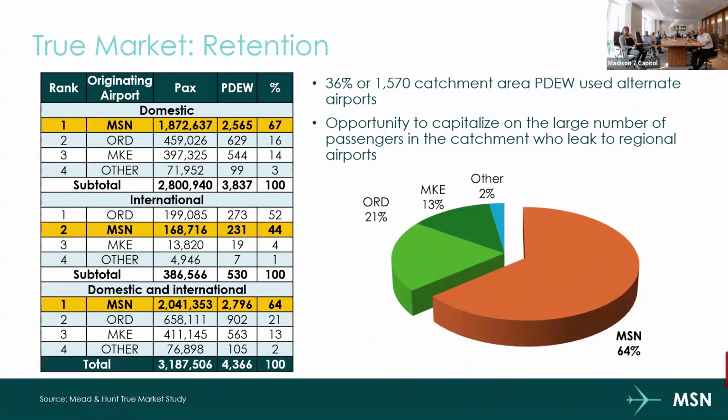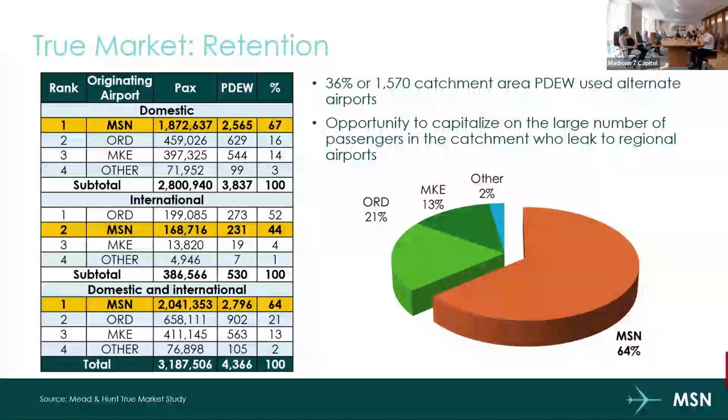But that's an opportunity for airlines to see that if you brought a market into Madison, from that catchment area we can attract those customers to fly out of Madison instead of driving over to Milwaukee or O'Hare. Internationally, O'Hare takes 52% of those customers, which makes sense if you want a direct flight to Amsterdam or Paris or wherever, rather than connecting.